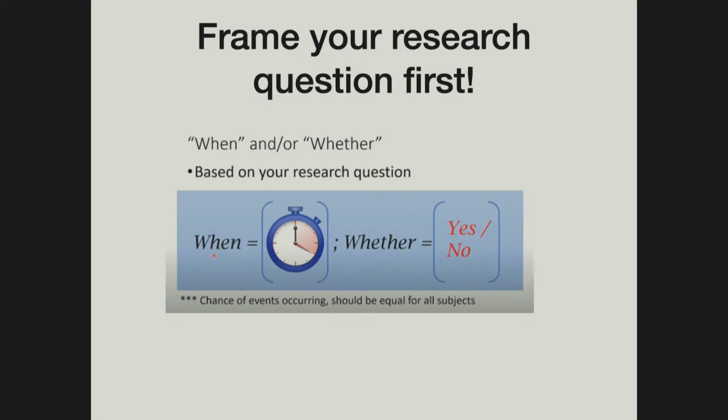So you have to frame your research question first. There should be two questions: when and whether. When the event occurred, and whether the event has occurred, yes or no.